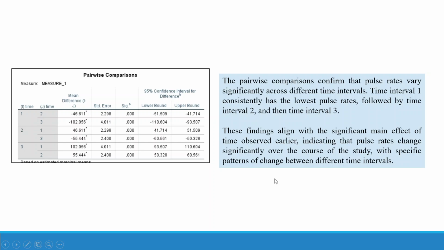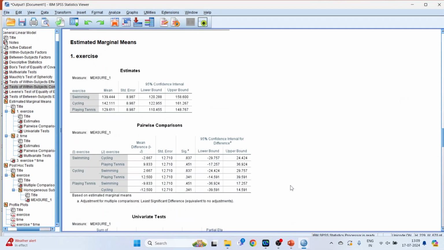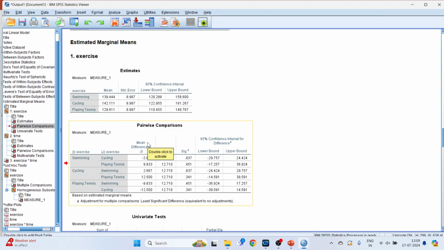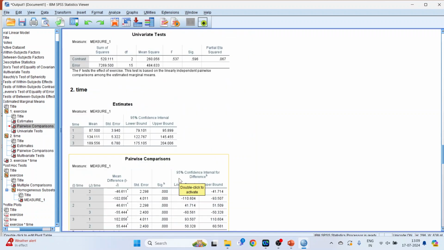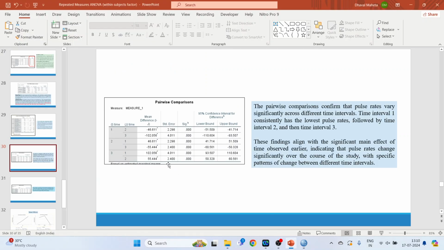Pairwise comparison. See, the difference in the pulse according to the exercise is not there, but according to the time interval it is there. So it is necessary that we go for pairwise comparison. From where will I get this table? This you will get from here. Pairwise comparison, here it is. So pairwise comparison for exercise and pairwise comparison for time is here. Now let's do the interpretation. Pairwise comparison.